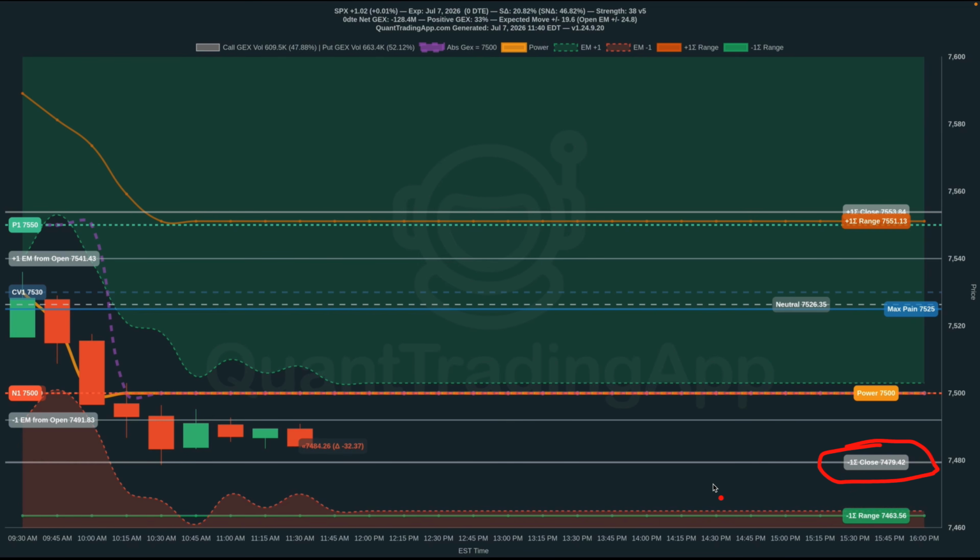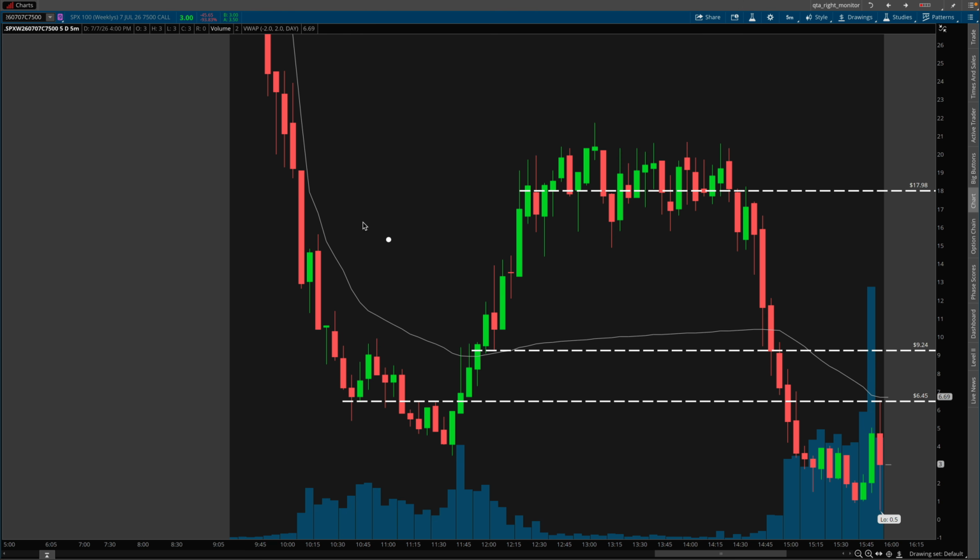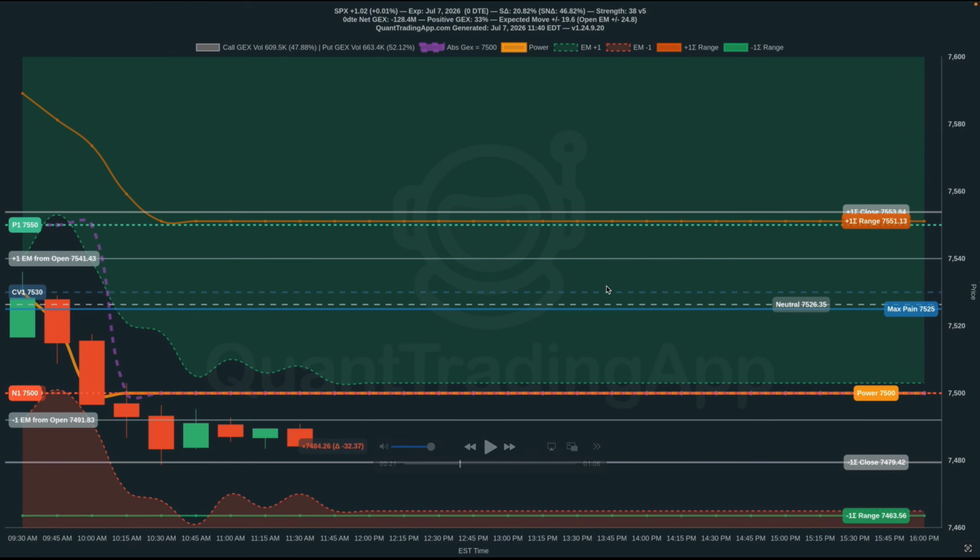This is the 1 sigma expected close for today that is calculated from the quant trading app Trade Engine. At this point in time, a trader is looking for confluence at this level. We would expect the markets to bounce up to 7,500. That is why we are looking at the 7,500 call. It is not a random strike we are choosing.